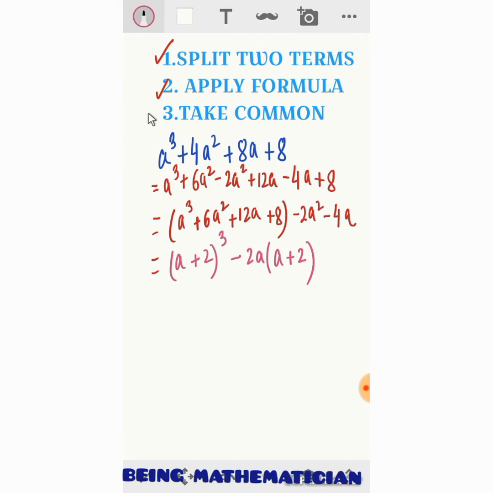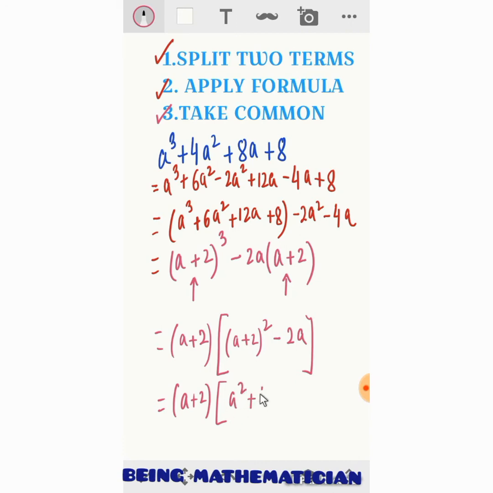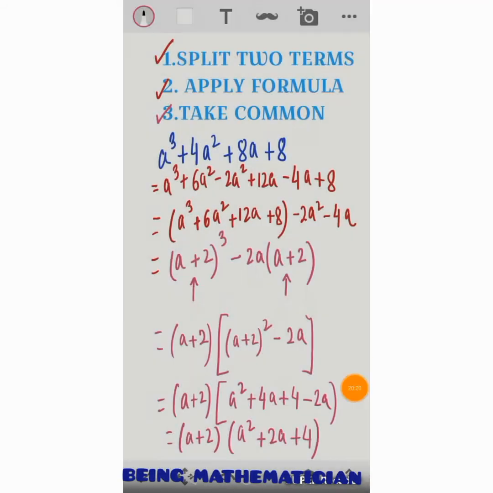So now we have to go for step 3, that is take common. Here a plus 2 is the common term, that is a plus 2 into a plus 2 whole square minus 2a. Now we split this term: a square plus 4a plus 4 minus 2a, a plus 2, a square plus 2a plus 4. Now move to the next trick.